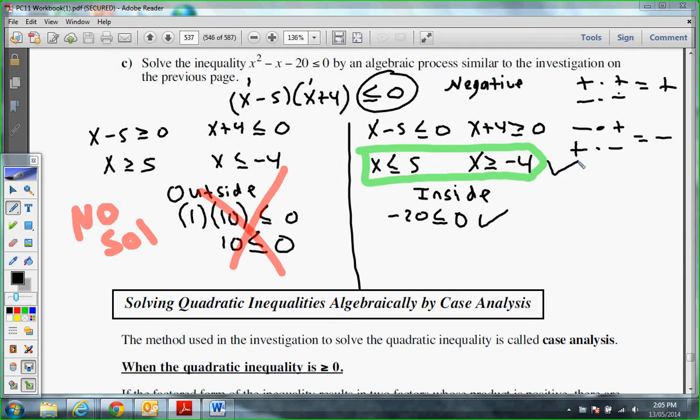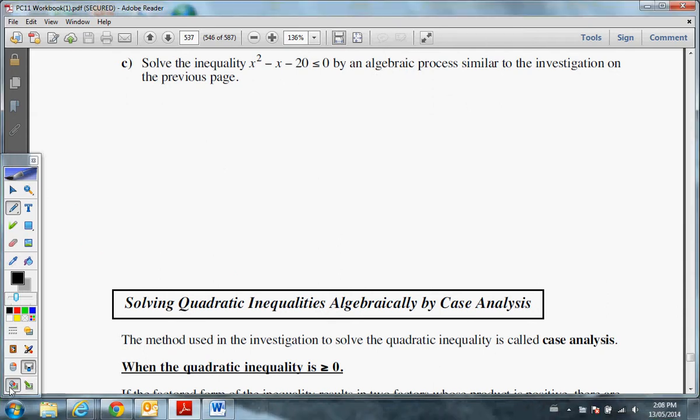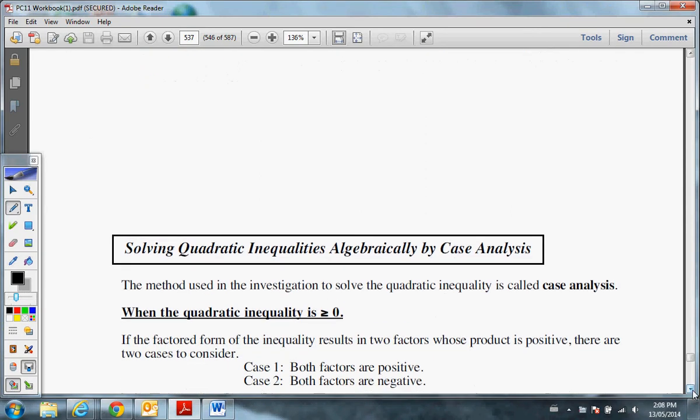And again, I told you write it in between if it is in between. So we want greater than -4, less than or equal to 5. Okay, and that is case analysis. We did 2 cases. One case didn't work out. We kept the one that did. And that's what it's going over here next for you.